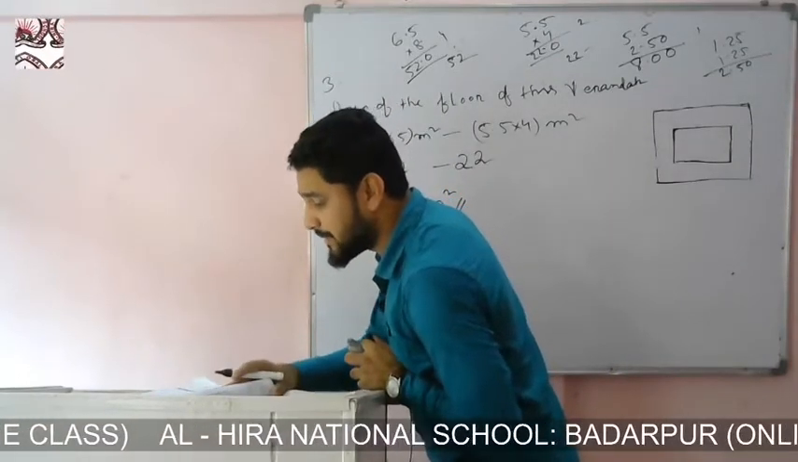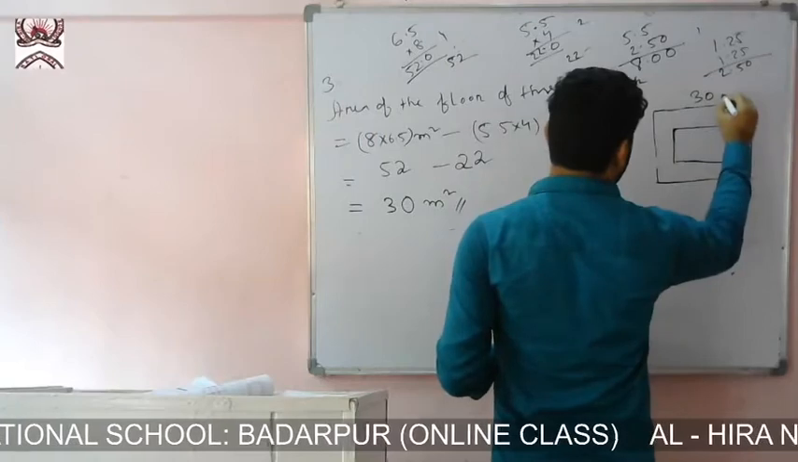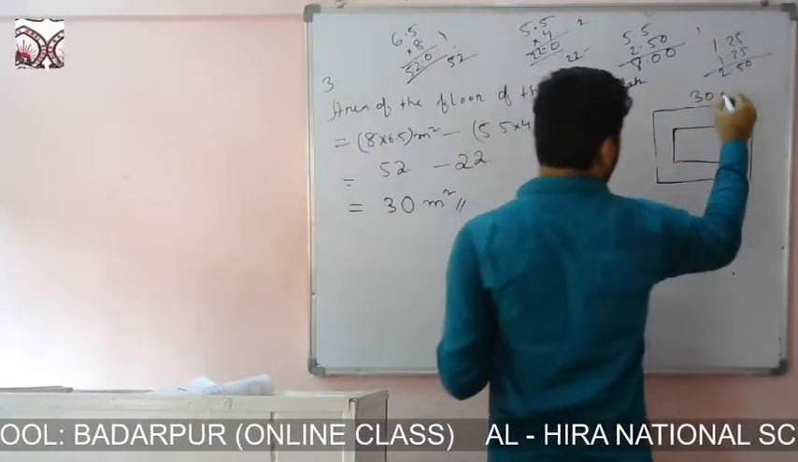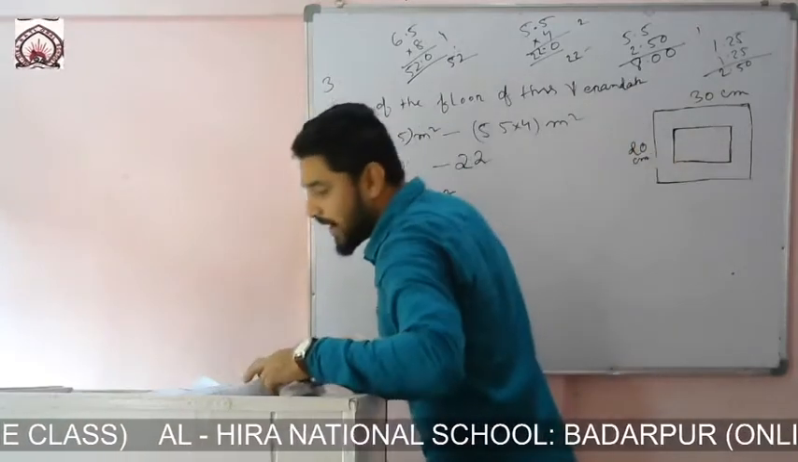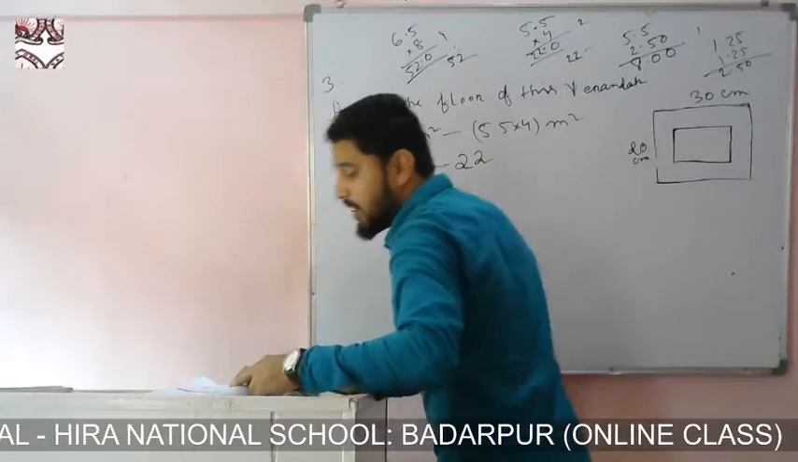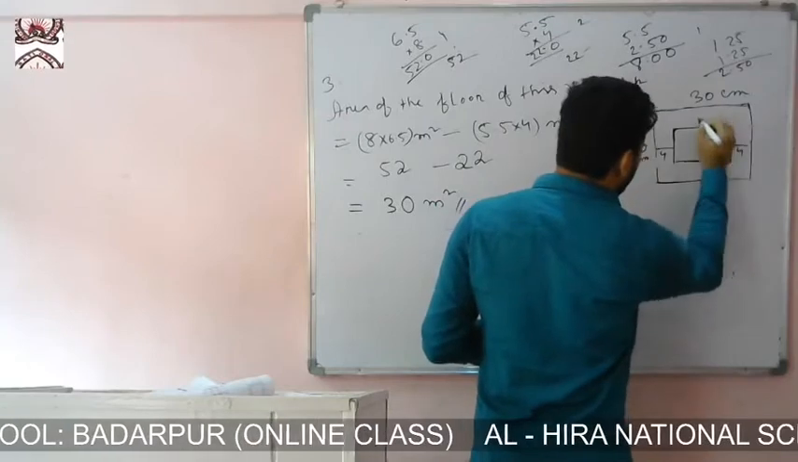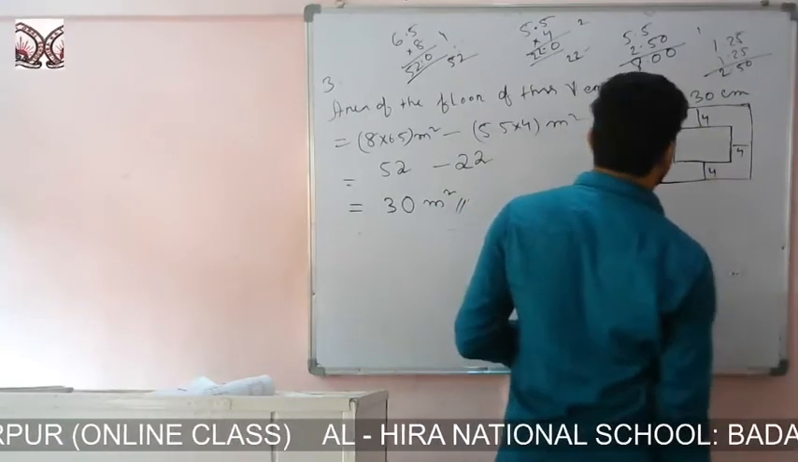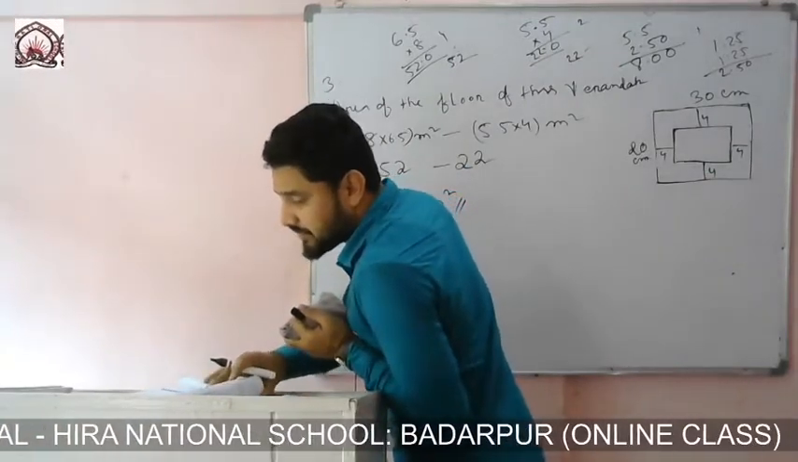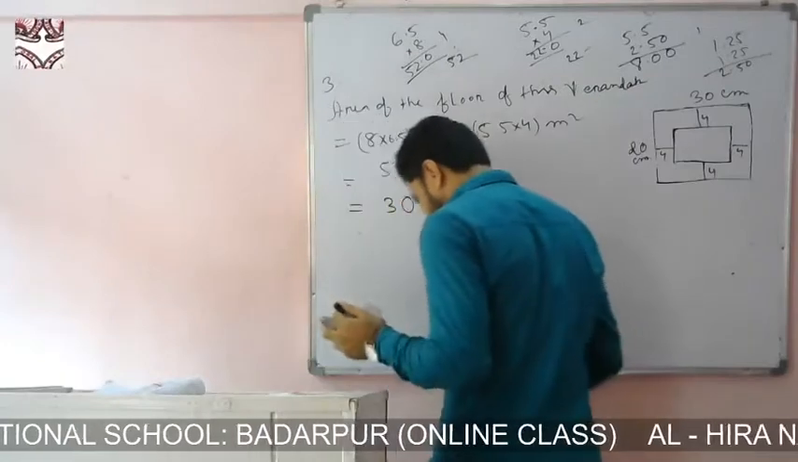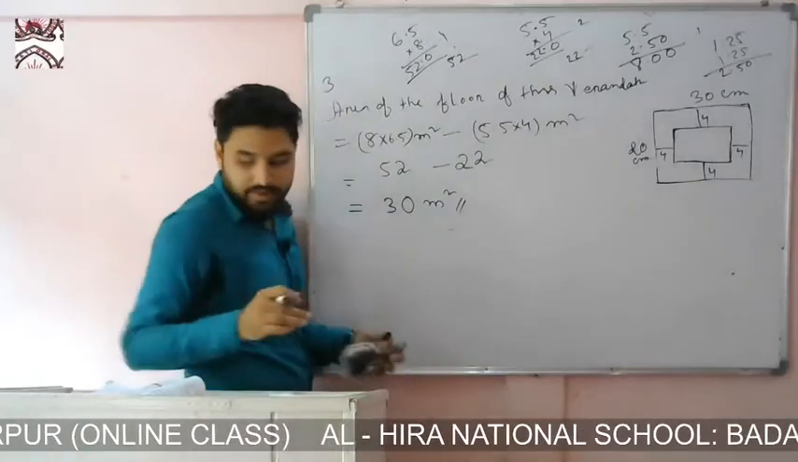A sheet of paper measures 30 by 20 centimeter. That means 30 is the length and 20 centimeter is the breadth. And a strip 4 centimeter wide is cut, that means this side 4 centimeter, this side 4 centimeter, this side 4 centimeter, this side 4 centimeter. The gap is 4 centimeter. Now I have to find the area. So you see how to find.